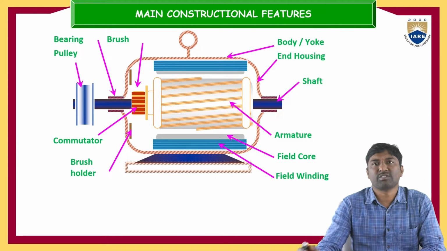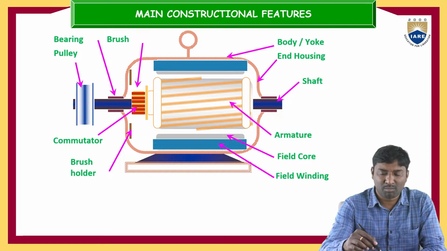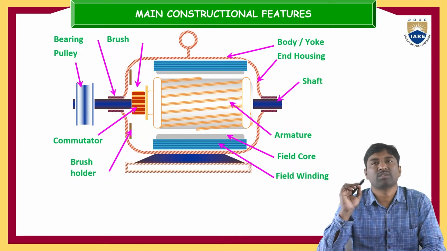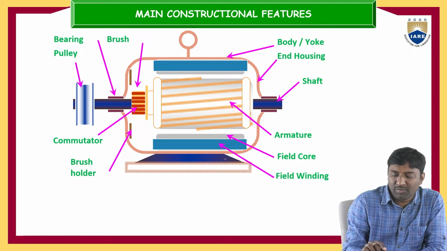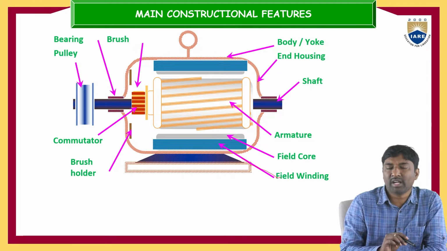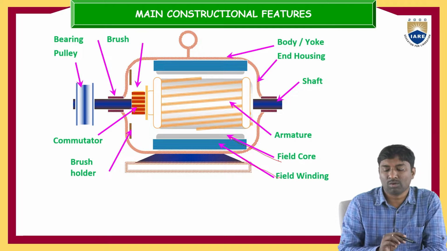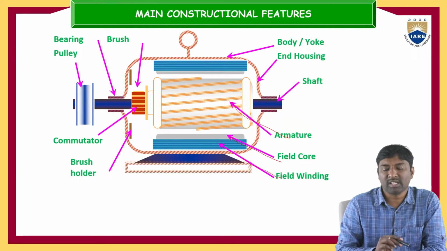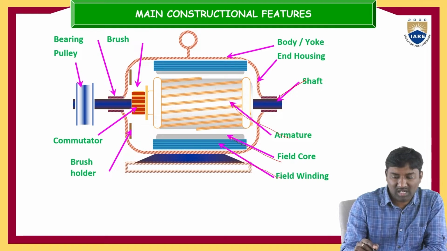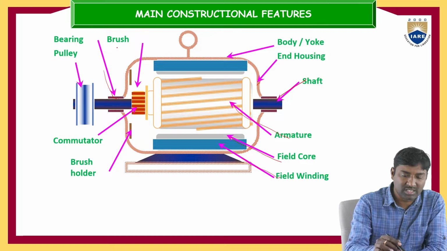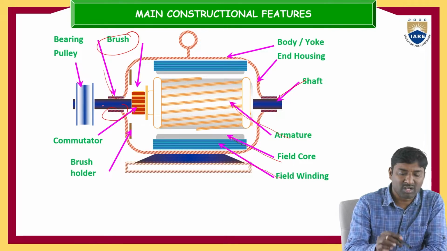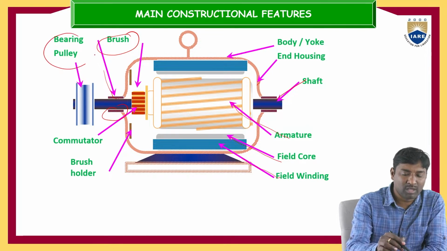So this is the construction feature diagram. You can observe the construction feature diagram. First is the body or yoke. The next is the field winding. This is the field winding, this is the field core, this is the armature winding, this is the shaft, and these are the end housings. The end housing has the brushes. We have two brushes, and this is the bearing or pulley.